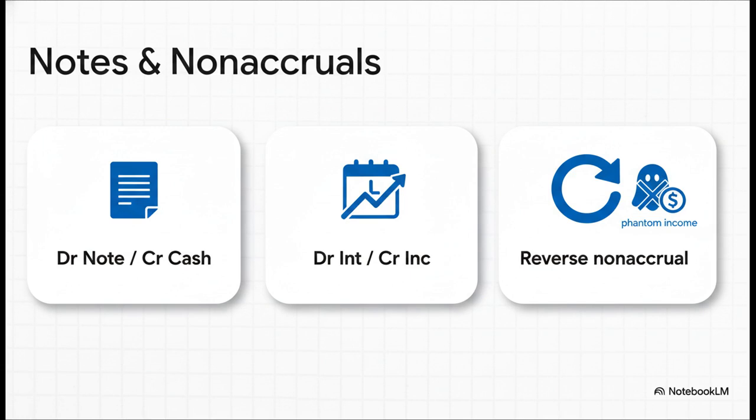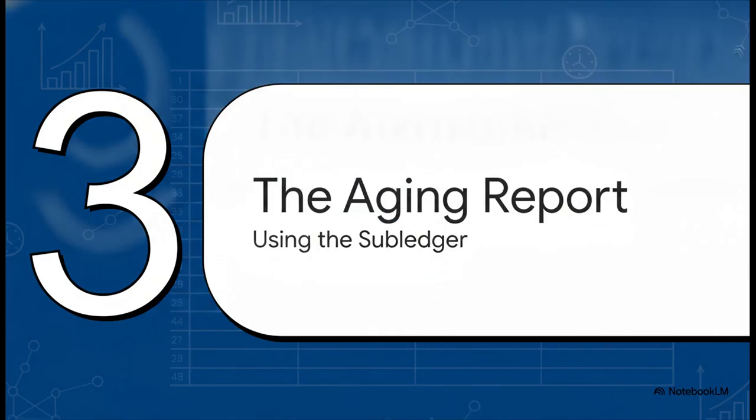You must reverse it. Debit interest income, credit interest receivable. It's just a classic fundamental application of conservative accounting. Let's head into Section 3, the aging report. This is all about building and using the subledger.